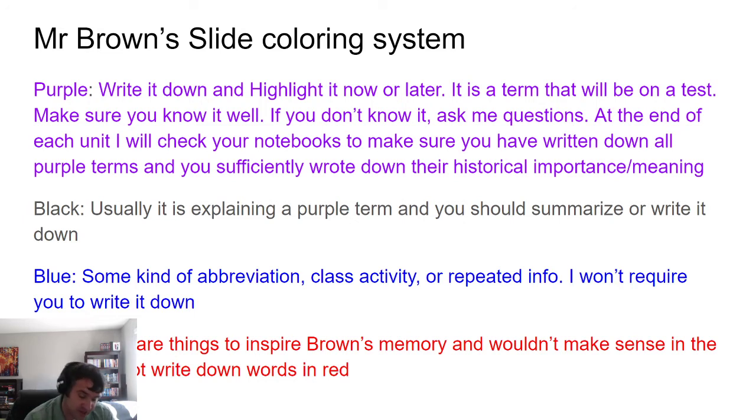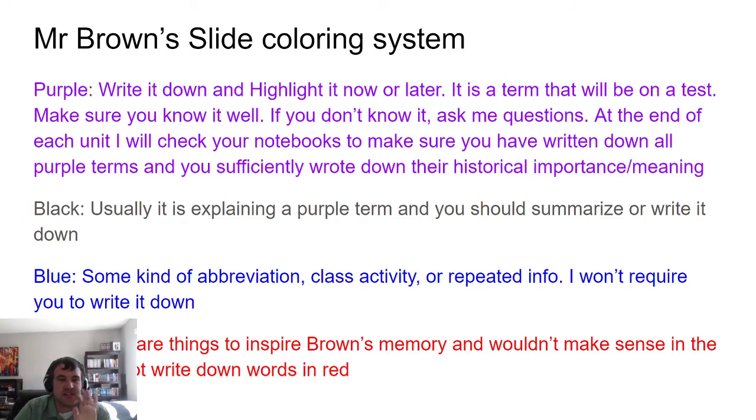I have made sure with designing my AP World curriculum that every single thing in purple is specifically mentioned in the College Board's course articulation guide. So it's not just Mr. Brown wants you to know it. I mean, of course I want you to know it, but it's the College Board themselves who have said this stuff is totally fair game for the AP test. So if you see something in purple, absolutely write it down in your notes and then highlight it, underline it, circle it, write it in a different color. Just make it stand out from the rest of your notes in some way. It will be on a test.